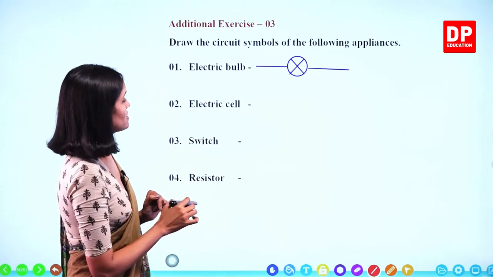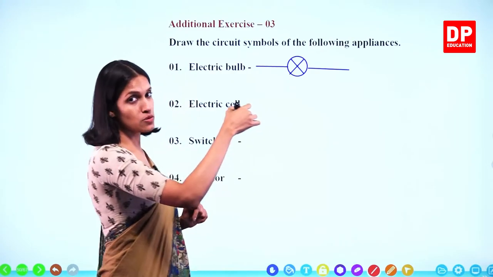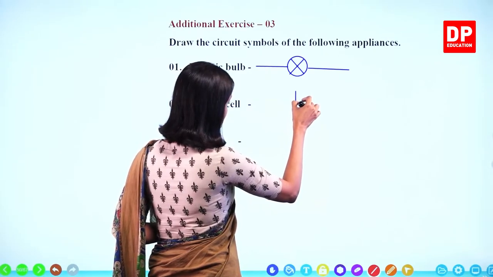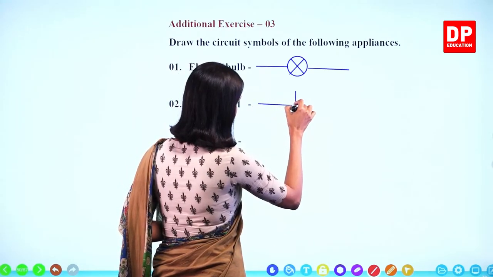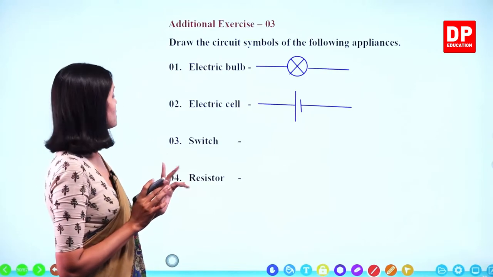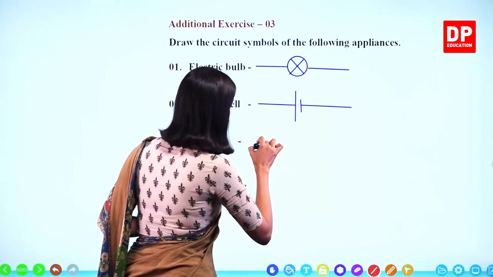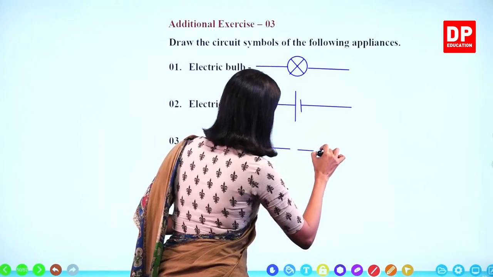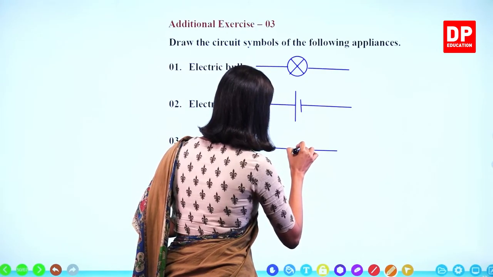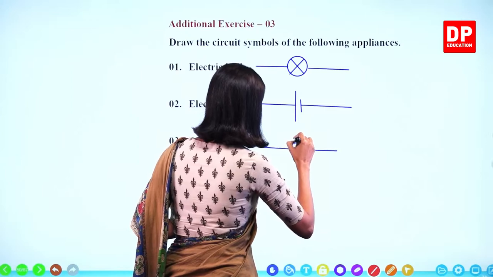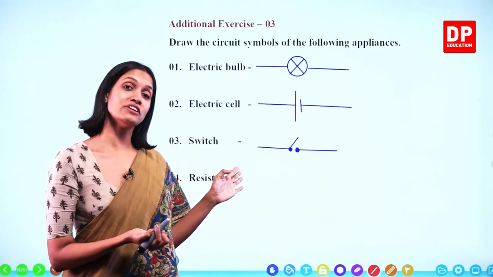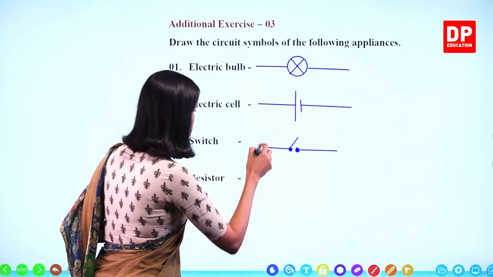Then electric cell. How to draw the cell? Two lines, one is longer than the other. That is the positive terminal. This is for electric cell. Okay. Switch. Do you remember how we drew switch? This is for switch. Resistor. Resistor, we learned two ways of drawing a resistor. We'll draw both of them.